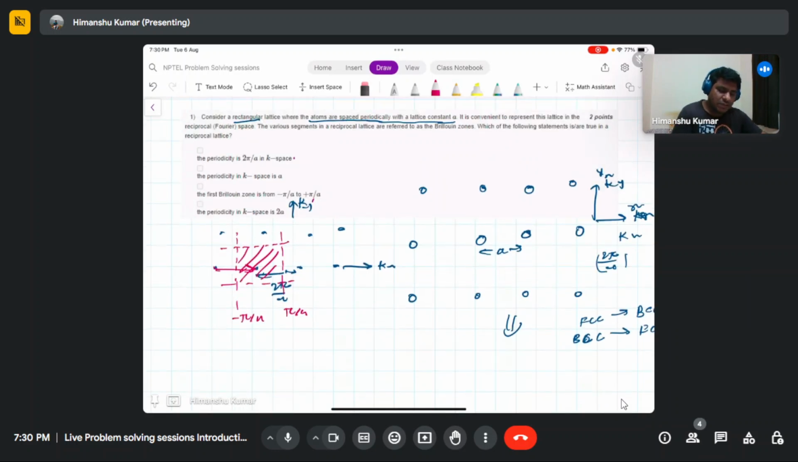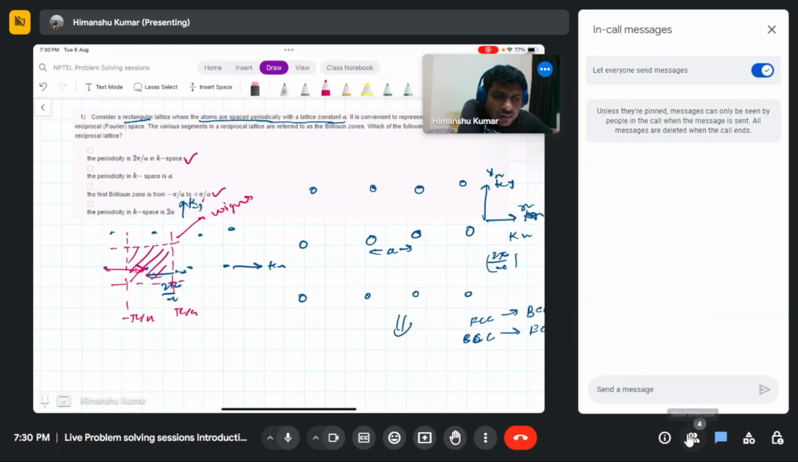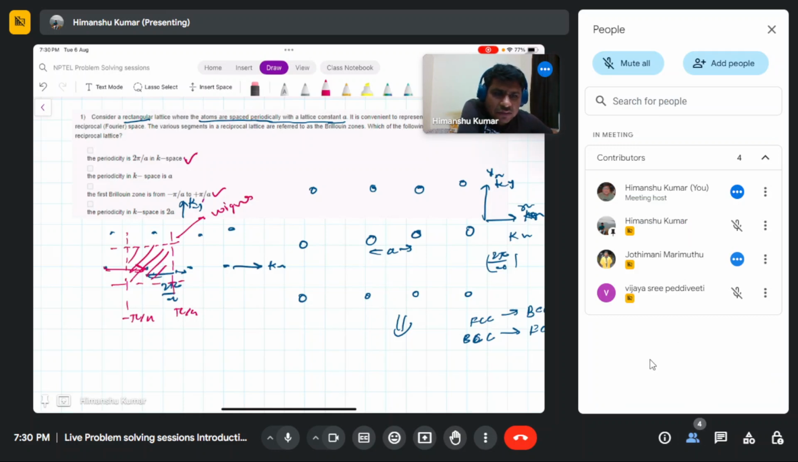So to answer this question, the correct answer is that the periodicity is 2 pi by a in the k space, and the first Brillouin zone is minus pi by a to pi by a, and this is the Wigner-Seitz cell. Yeah, so if there is any doubt, then I will pause for some time. You can ask if you have any doubt.